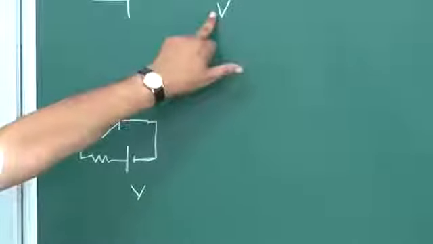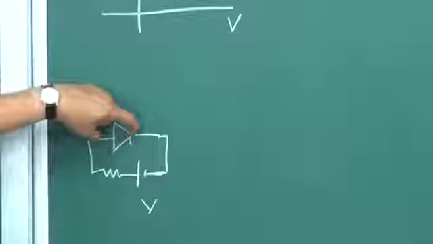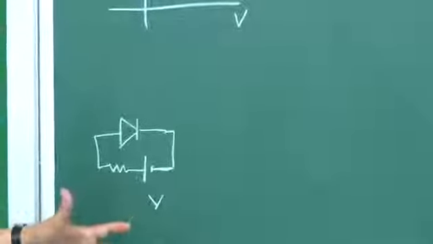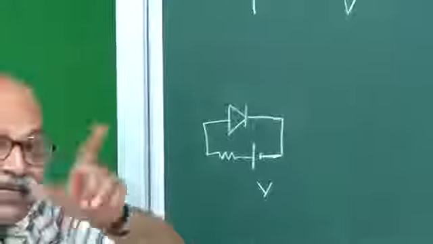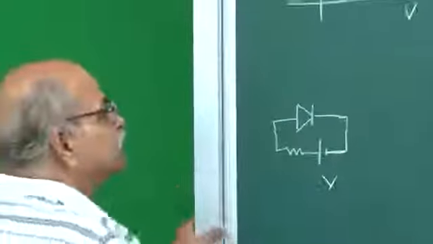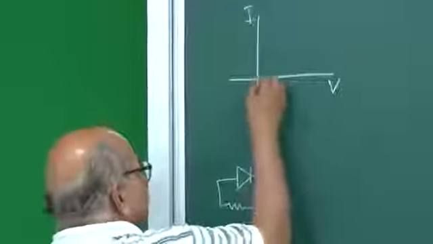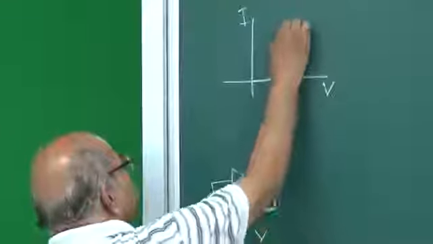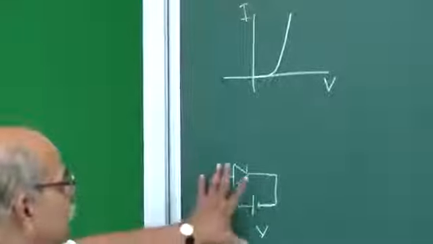So which V am I plotting here? It is the potential difference across the p-n junction, not the battery voltage that we are applying, not that VCC, VBB, but across the junction. So if this is V and this is I in forward bias, this kind of characteristic is shown in the case of a p-n junction.